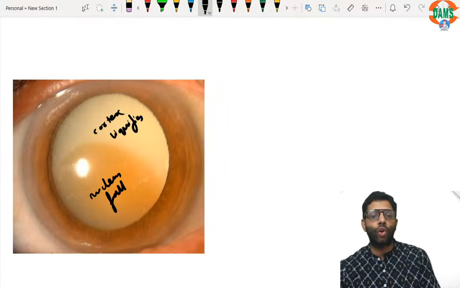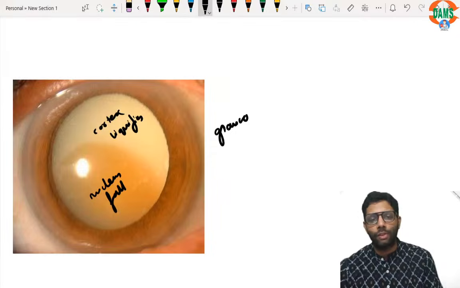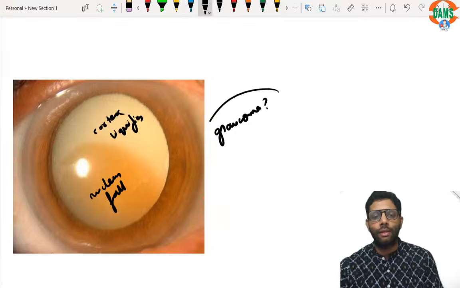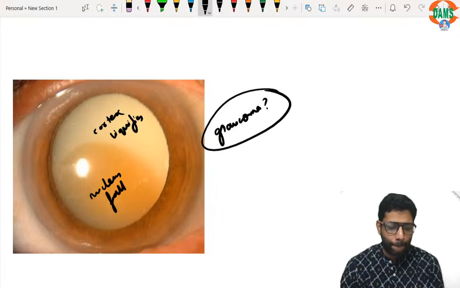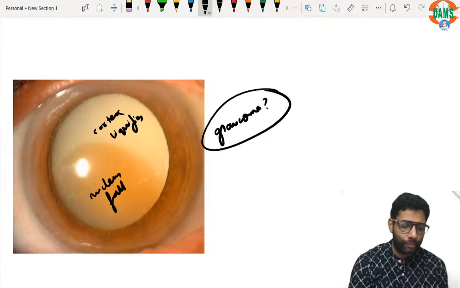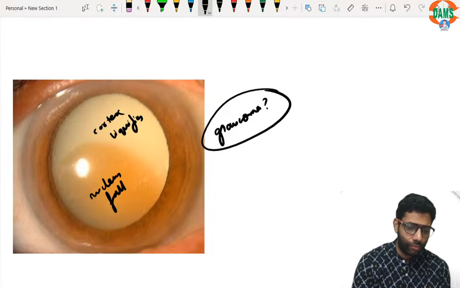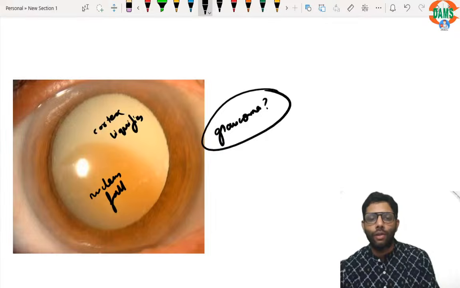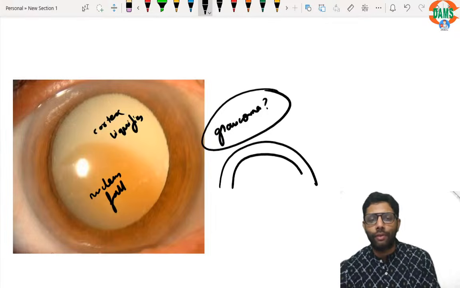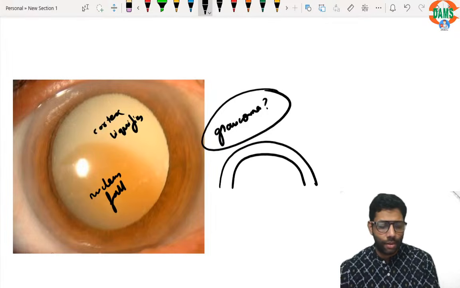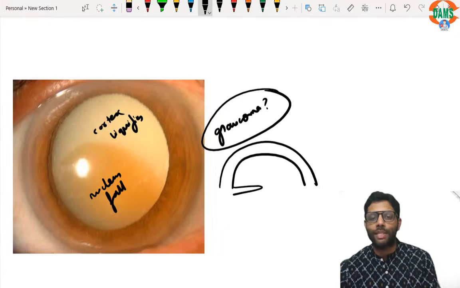Now this can lead to which glaucoma? My last question for today. Which glaucoma can be seen in Morgagnian cataract? So in Morgagnian cataract, phacolytic glaucoma, very good. Also known as lens protein glaucoma.